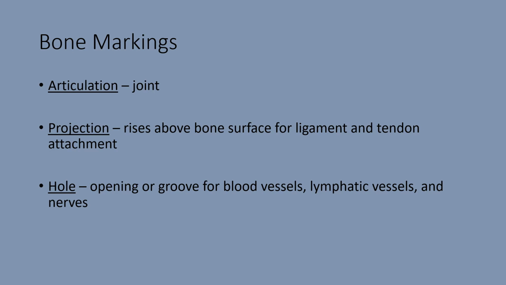Your book chapter has a little bit about bone markings. We tend to cover this more in the laboratory setting where you are going to be learning the names of the various bones. Just know that whenever we talk about articulations, that's a joint. It's just a fancy word for joint. And then we often talk about projections and holes. Projections are just any type of a marking on the bone. It rises above the surface of the bone, and it's usually where ligaments and tendons are going to be attaching. And then there's various types of names for holes, fissures, foramens, etc. And we give them different names depending on the size of them oftentimes.